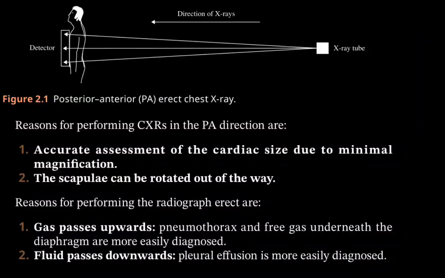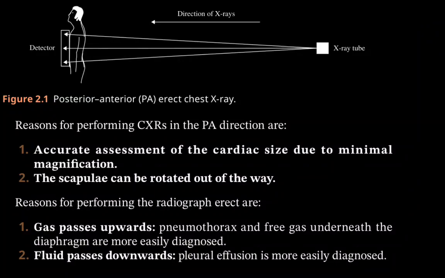What are the reasons for performing chest X-ray in posterior anterior direction? The first is accurate assessment of the cardiac size due to minimal magnification. The scapulae can be rotated out of the field away. Reasons for performing the radiograph erect are that gas passes upward, so pneumothorax and free gas underneath the diaphragm are more easily diagnosed. Fluid passes downwards, so pleural effusion is more easily diagnosed. We will come to this when we discuss the pathology cases.